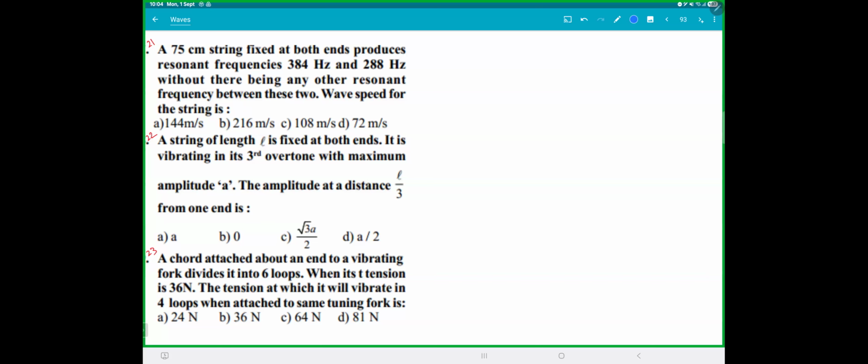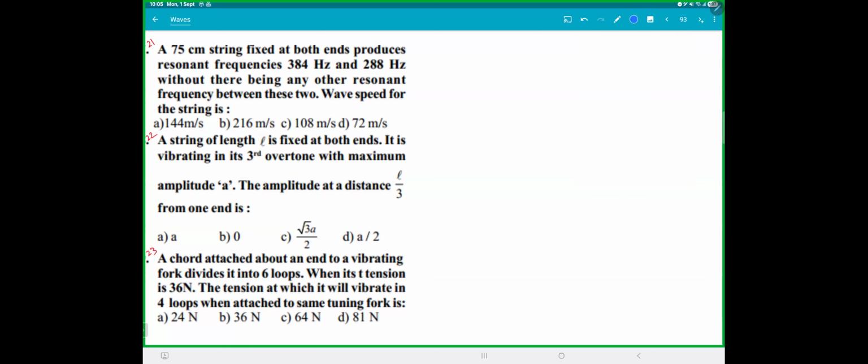Let's see. A 75 meter string fixed at both ends produces resonant frequencies 384 and 288 without there being any other resonant frequencies in between. That means there's nothing in the middle. So if this is n, that must be n plus 1. That is one way, but you can actually guess also. The difference between two frequencies must be one harmonic, isn't it?